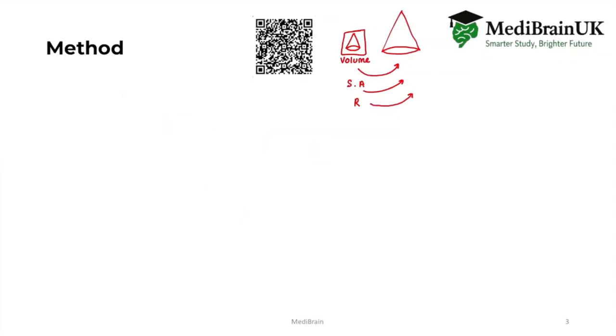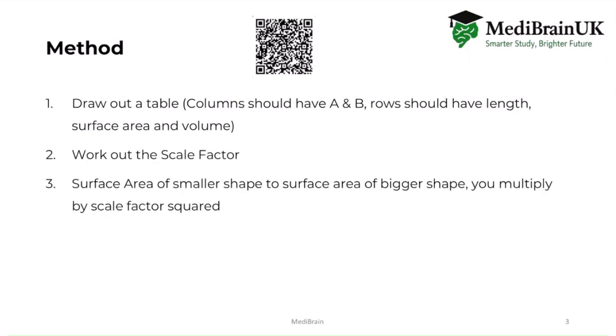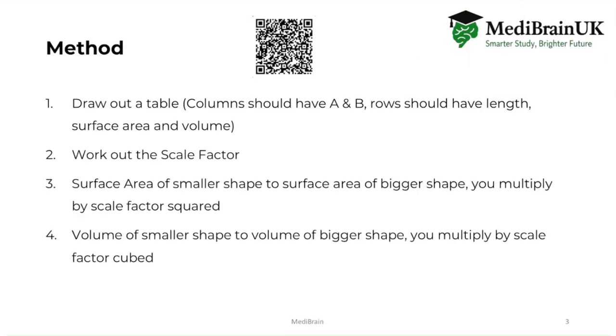Okay, and there's a simple method to go about this, and that's what we're going to go through. You're normally going to be given two shapes, and then you're going to be asked to work out the surface area of one shape using the surface area of the other shape, work out the length of one shape using the length of another shape, or work out the volume of one shape using the volume of another shape. Okay, and these are the steps that you would go through over here. And this won't really make sense at the moment. It'll make sense when we look at an example.